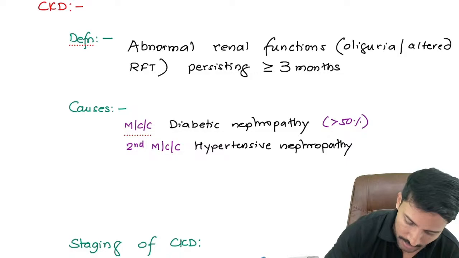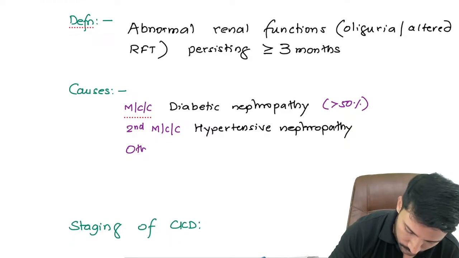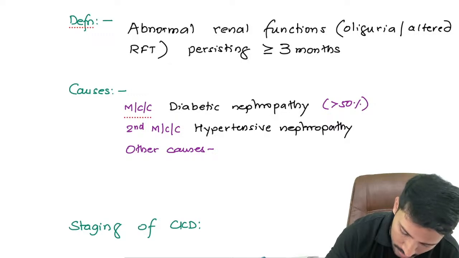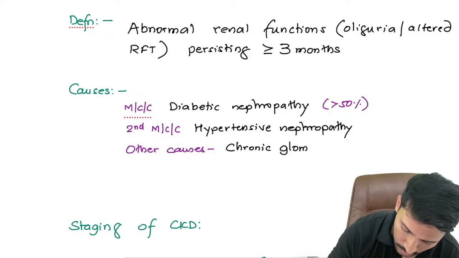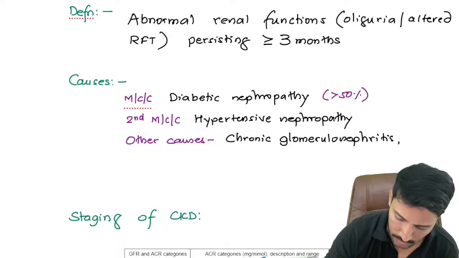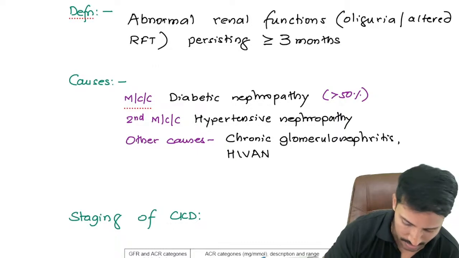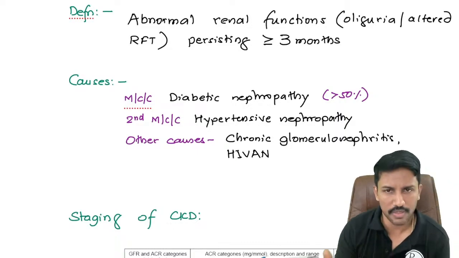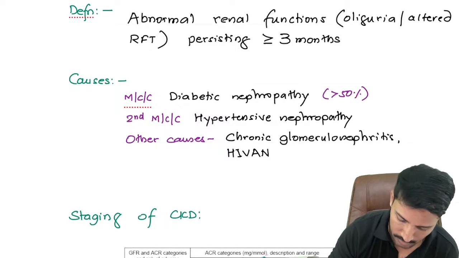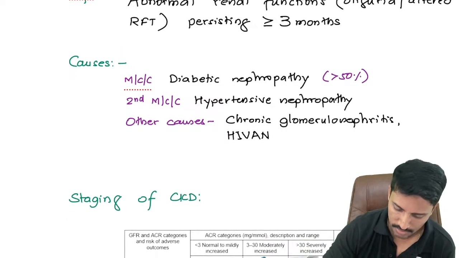So the other causes we can mention: chronic glomerulonephritis, then HIVAN, right? What is HIVAN? HIV associated nephropathy. It's a subtype of chronic glomerulonephritis itself, right? It's a subtype of FSGS.